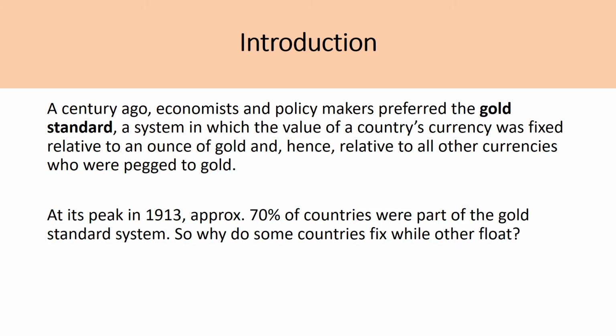Okay, let's get started. So a century ago, economists and policymakers preferred the gold standard. It was a system in which the value of a country's currency was fixed relative to an ounce of gold, and hence relative to all other currencies who were pegged to gold. At its peak in 1913, approximately 70% of countries were part of the gold standard system. So why do some countries fix while others float? And that's the big discussion of this chapter. It's really attempting to analyze, is it better to fix your currency or is it better to just float it?